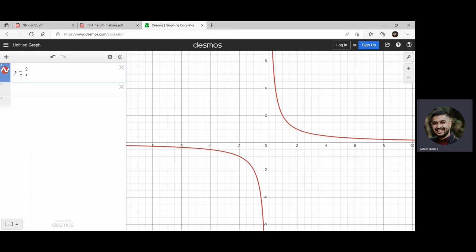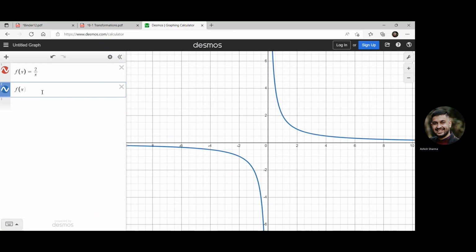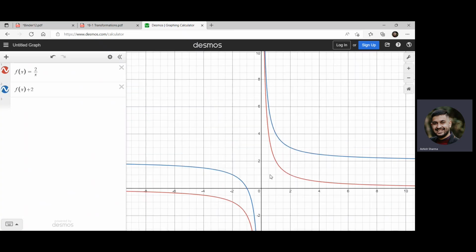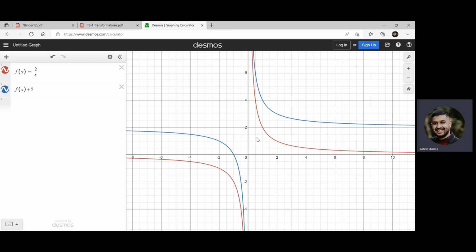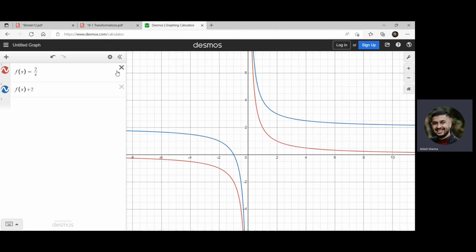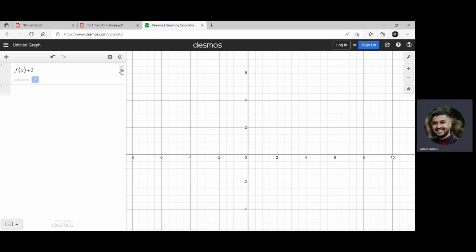Okay, so I'm going to write this as f of x. This is my function, f of x equals 2 over x. And now what I'm going to do is f of x plus 2. Okay, and what you'll see here is that the original 2 over x graph has come up by 2. Okay, it's been translated up by 2. So I have done part A. That blue graph is what we need to have. So I'll write it out here, 2 over x plus 2.